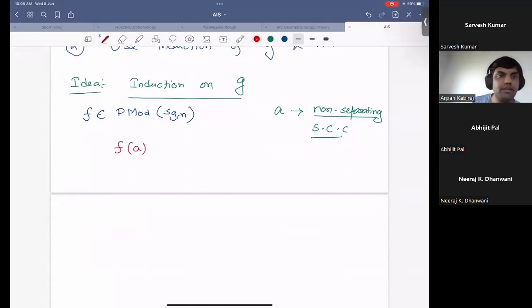This is a non-separating simple closed curve. Consider a. This is also a non-separating simple closed curve. Can you find a homeomorphism which takes f(a) to a? Remember, f(a) is a non-separating curve, and a is also a non-separating curve. Is there a homeomorphism which takes f(a) to a? Just an orientation preserving homeomorphism. Any guesses?